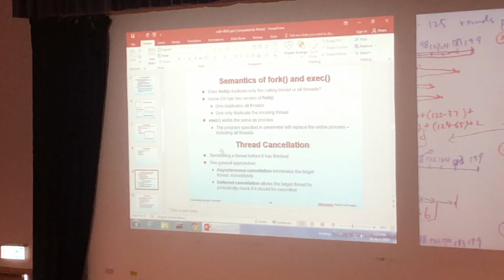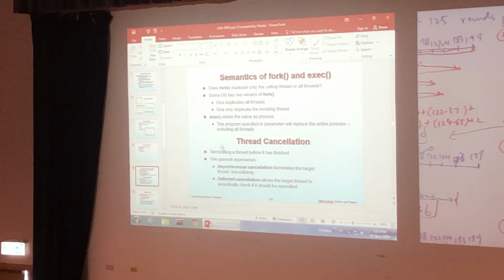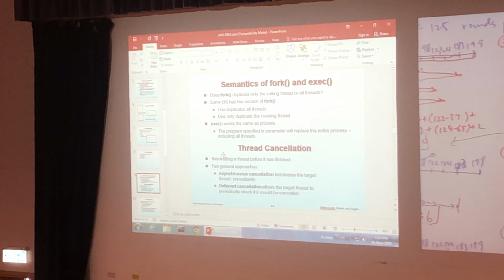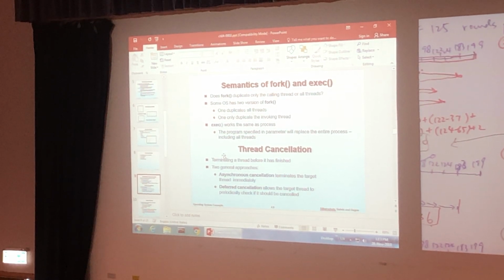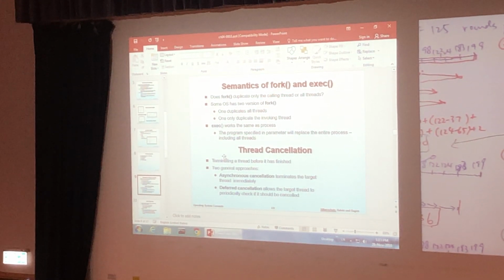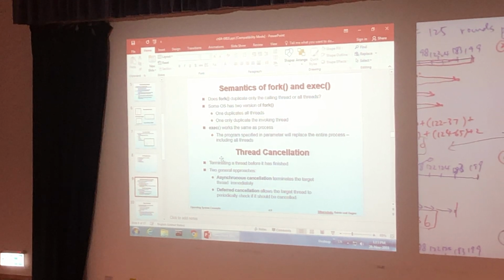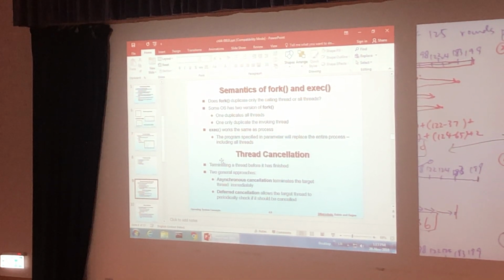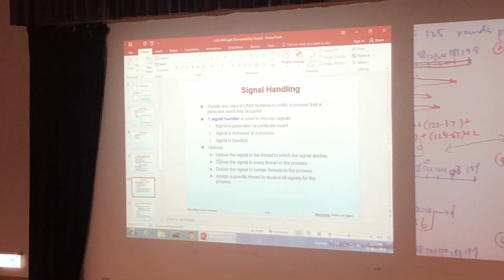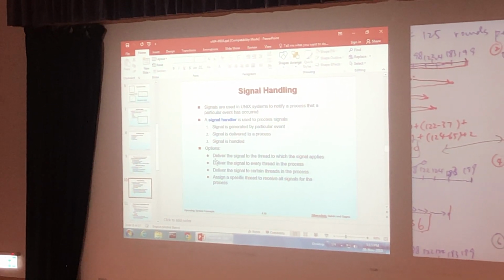Then, the semantics of fork and execute are not important. We practice in tutorial, we practice in project, and that's it. In the exam, we will not test on the syntax of fork, execute, writing threads, or writing any C code. Don't worry about signal handling at all.